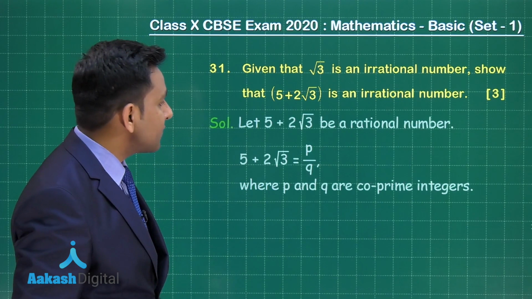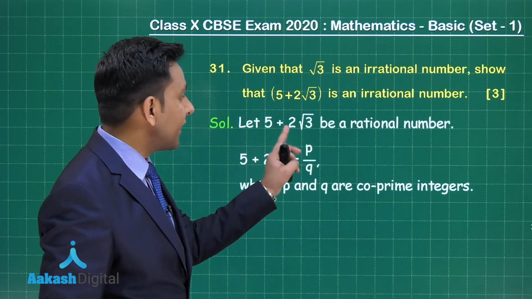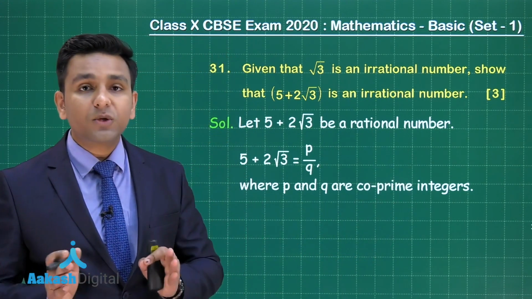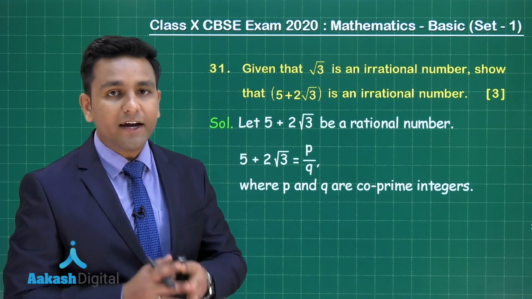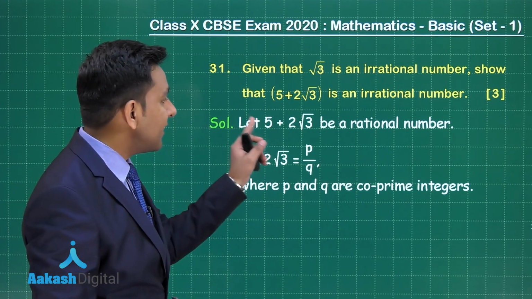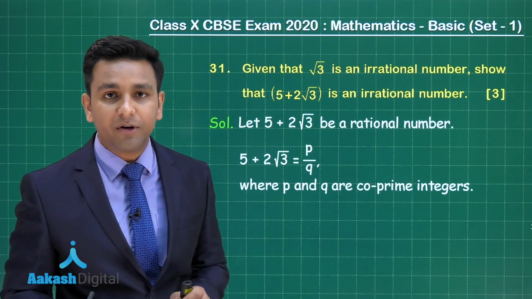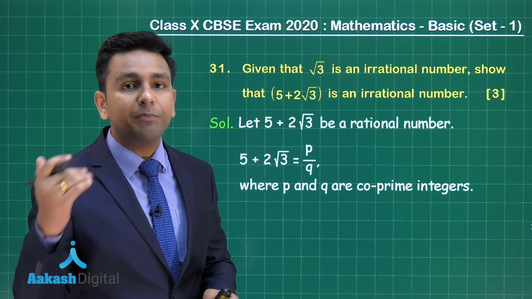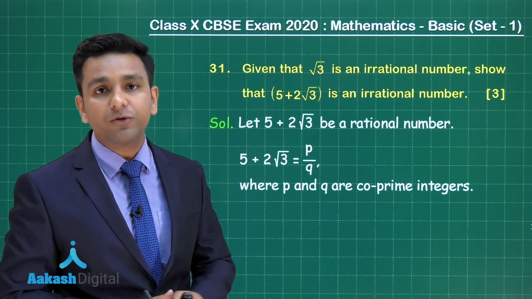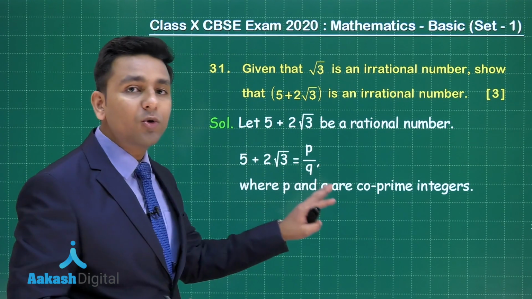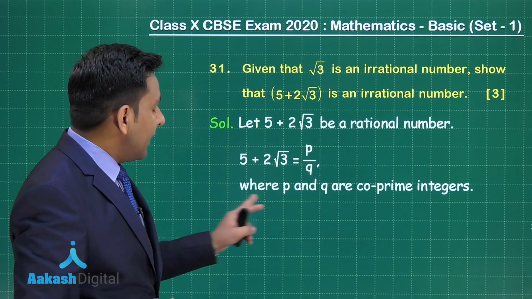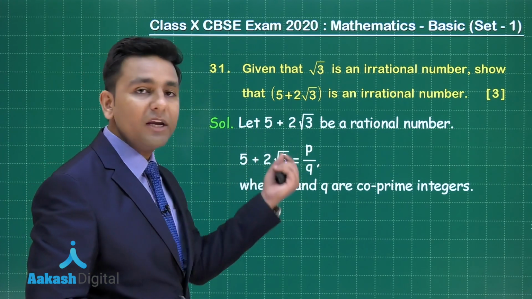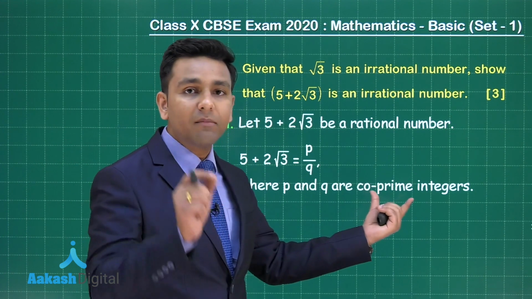Let's solve this question. First, we are assuming 5 plus 2 times root 3 to be a rational number. Why? Because we are going to solve this question using the contradiction method. Now, as per the definition of a rational number, we can convert it in the form of p upon q, provided q is not equal to 0, where we have assumed p and q are integers. So, as per this assumption, 5 plus 2 times root 3 is equal to p upon q, where p and q are co-prime integers.